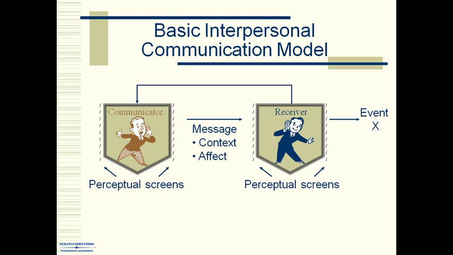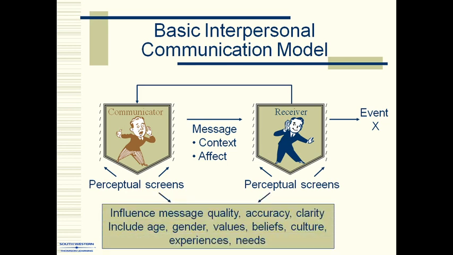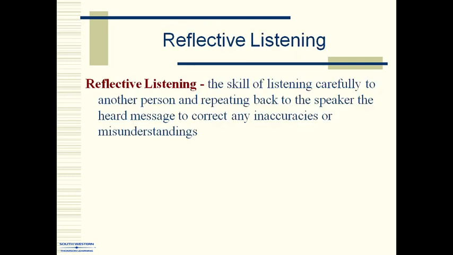See the perceptual screens. The communicator has a perceptual screen, and the receiver has a perceptual screen. So what do the influencing messages mean? What I said already: the message quality, the accuracy, the clarity, and it includes the age, gender, values, beliefs, cultures, experience, and needs. So these are all the perceptual screens of the communicator, as well as the perceptual screens of the receiver.